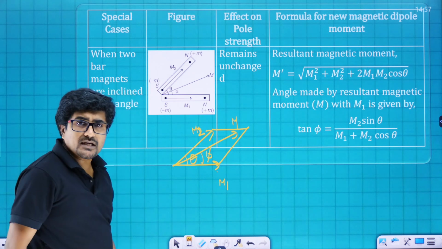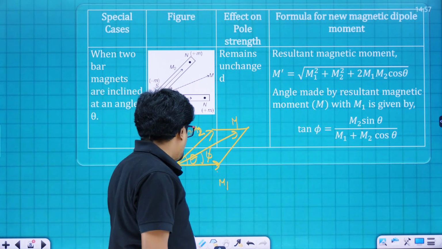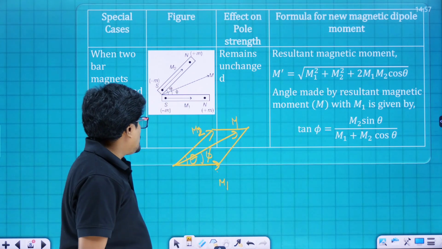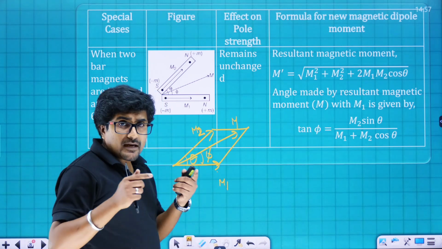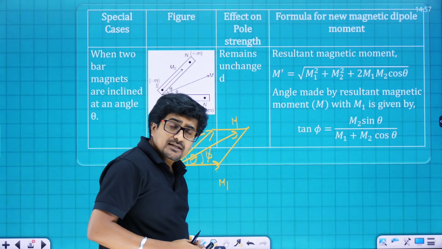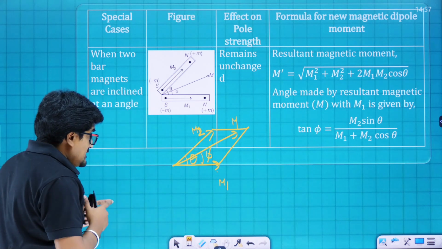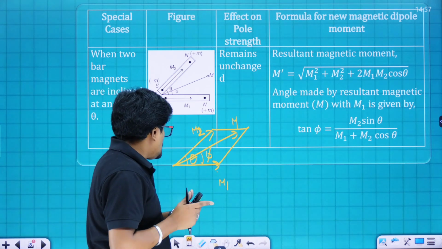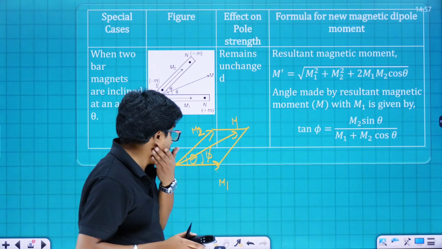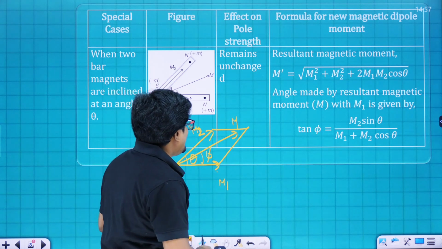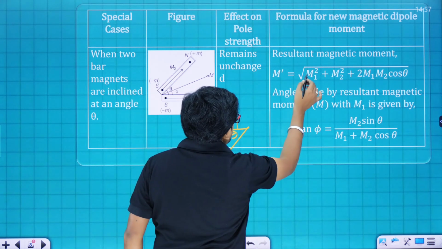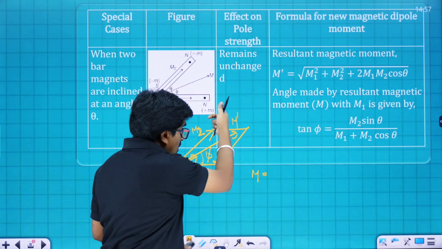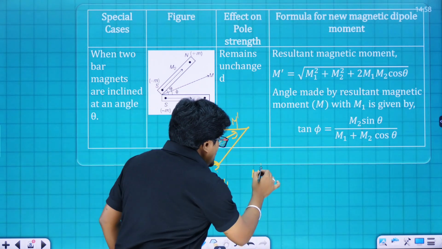So I repeat once again, we have 2 bar magnets of magnetic moments M1 and M2. They are kept at an angle of separation of theta. The resultant magnetic moment is M, and it is aligned at an angle phi with respect to M1. Under that case, M dash, that means the resultant magnetic moment, here it is marked as M dash, I marked it as M here. So again, giving the same notation.